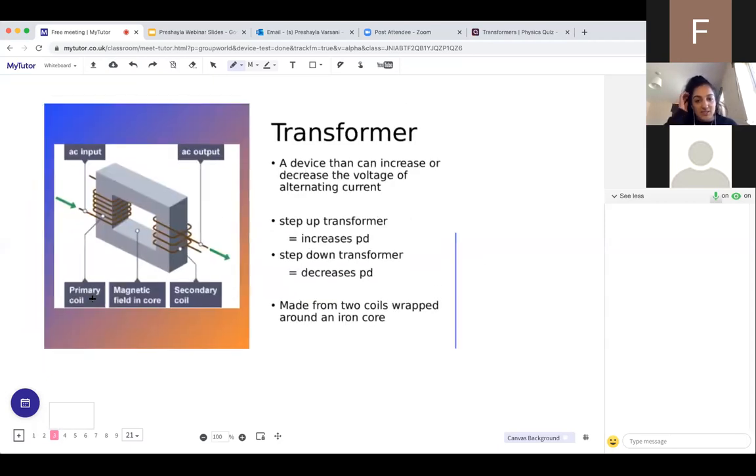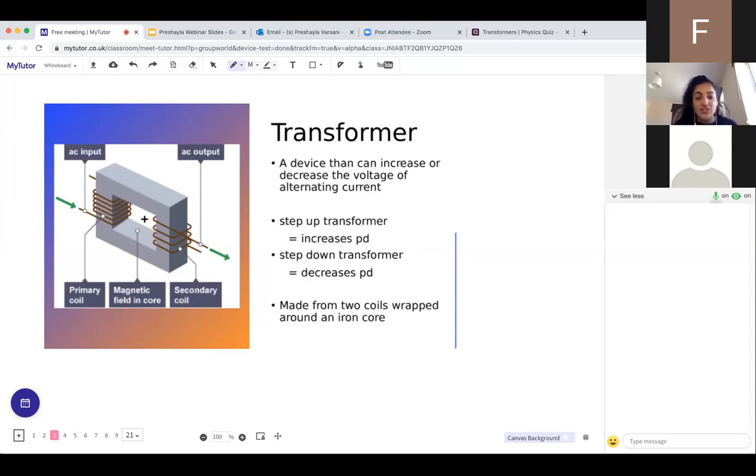Cool, okay, so moving on to today's content, we have the transformer. So the transformer is a device that can increase or decrease the voltage of an alternating current. Okay, so this is a transformer in the diagram, and we have an input AC, so that's alternating current. So there's some alternating current source coming into this wire, which is wrapped around. Then we have an AC output, so an alternating current that comes out of the transformer.